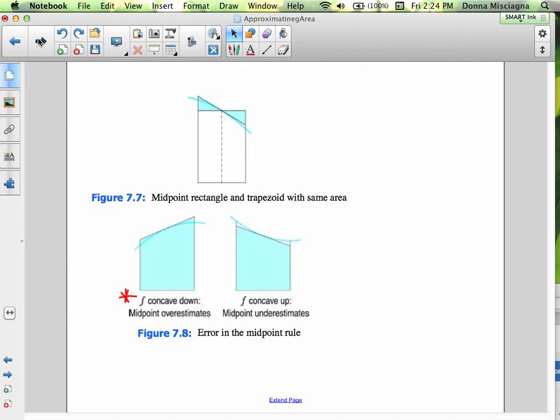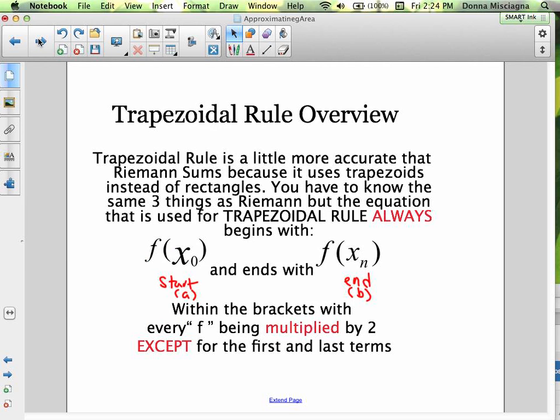It's easier to tell if you have a graph. Sometimes, unless it's a really easy function, it's not always easy to figure out whether the graph is concave up or concave down, unless of course you take the derivative. You can take the second derivative and that will tell you if it's concave up or concave down. But if you have a graph, that's usually the easiest.